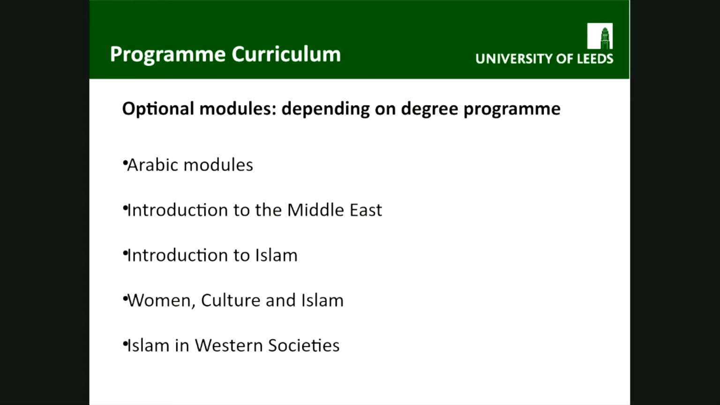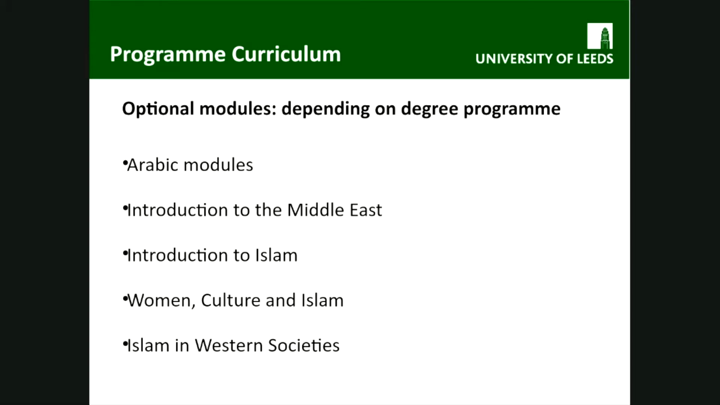Like I mentioned earlier, we've got 3 compulsory modules they have to do. Now, depending on their progression route, for example, if they are going to study a degree in Islamic studies, in that case there is another compulsory module which will be Introduction to Islam, and they are going to take also Arabic for beginners. Depending on if they'd like to do Middle Eastern, Introduction to the Middle East, or these other 2 modules, Women, Culture, and Islam, or Islam in Western societies.